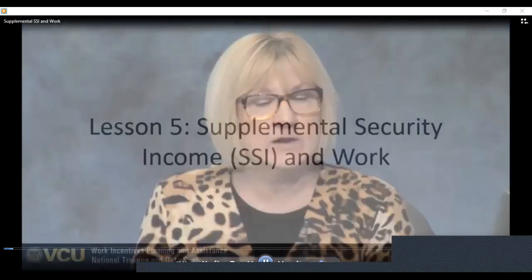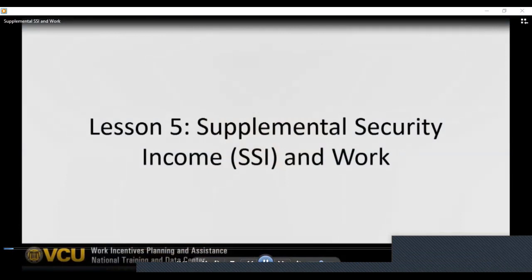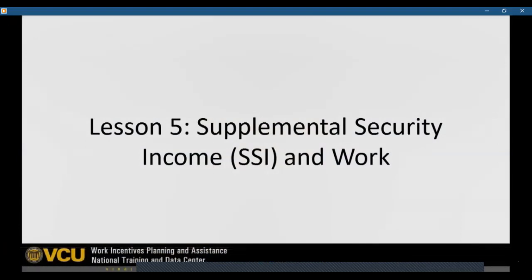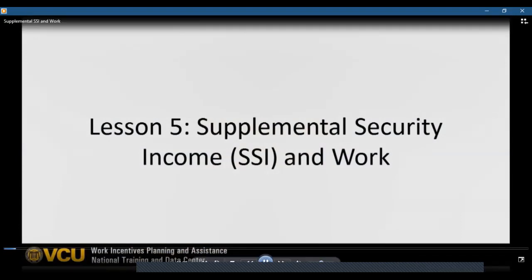Welcome to Lesson 5 of the Introduction to Social Security Disability Benefit Programs and Work Incentives. Now, in Lesson 5, we're going to pick up where we left off with Lesson 4. We're going to focus more on the Supplemental Security Income, or SSI, program. And in this lesson, we're really going to drill down to show you how work affects these programs.